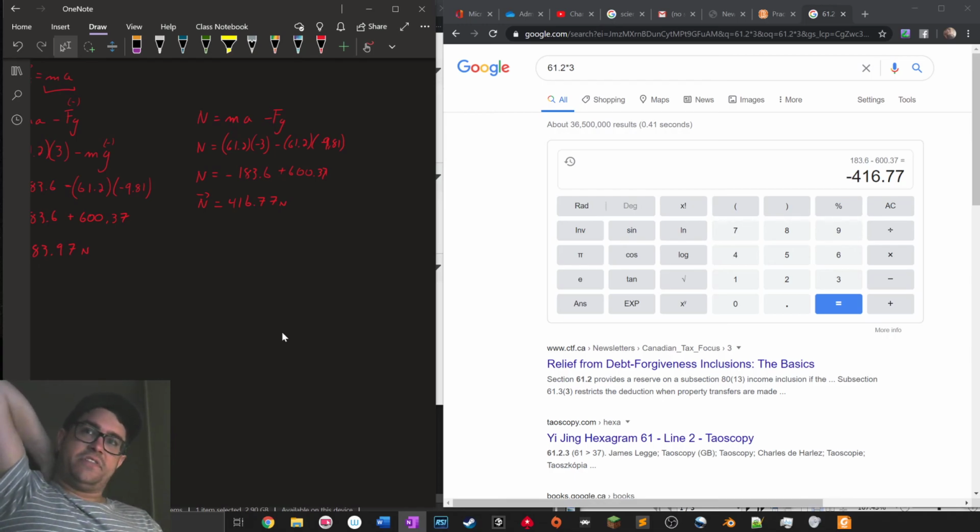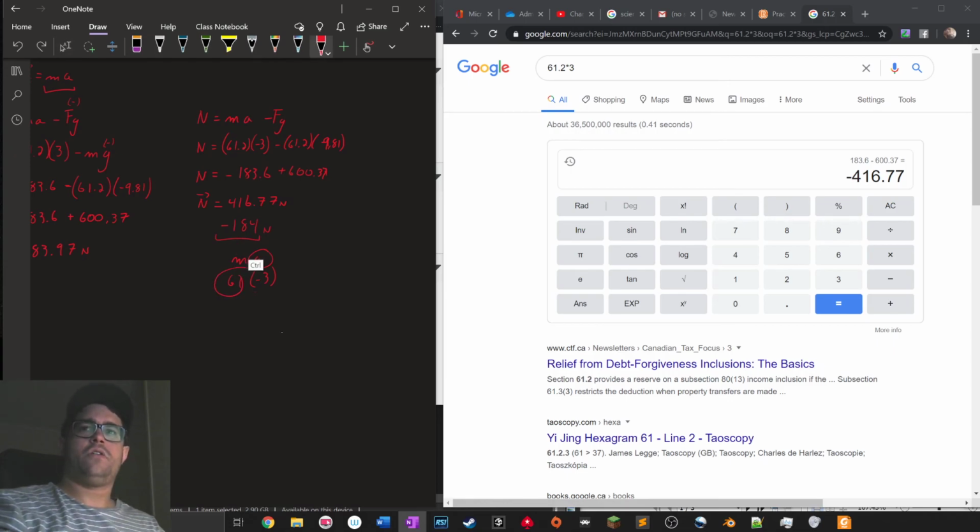And the difference is about, what, minus 184 about. And this minus 184 Newton is the one causing the MA, 61 times minus 3. If you're looking for A, 61 times minus 3 will give you back this.